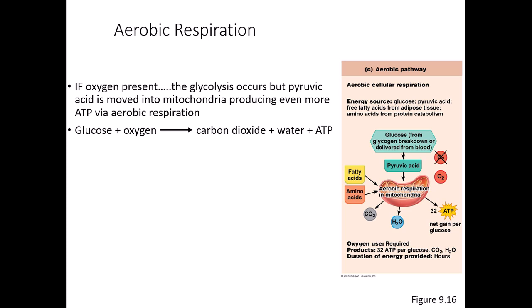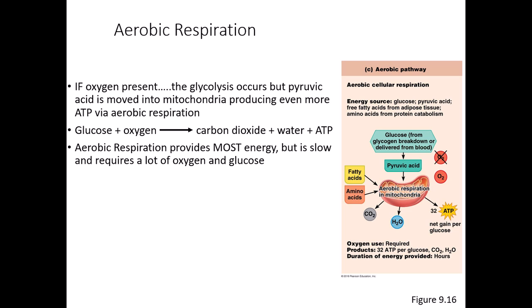So glucose, now in the presence of oxygen, will yield carbon dioxide, water, and ATP. And notice we get 32 ATP per glucose with this reaction. So that is way more ATP per glucose molecule than we had in our anaerobic forms. And we see those waste products, carbon dioxide and water. We've talked about how those are relatively easy to get rid of. Carbon dioxide through our respiratory system, exhaling, and water through sweating, urinating, defecating, and exhalation as well.